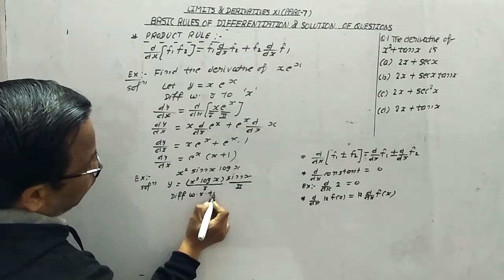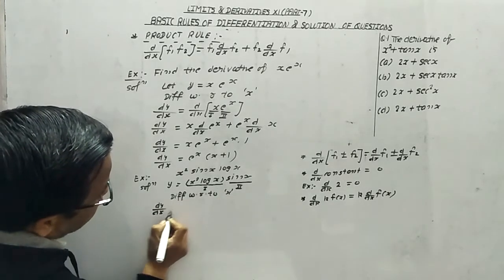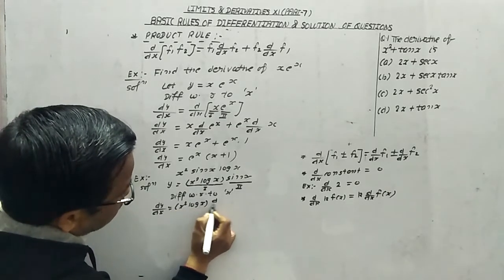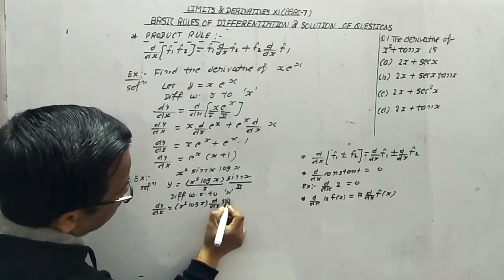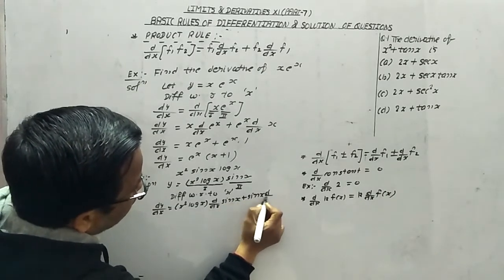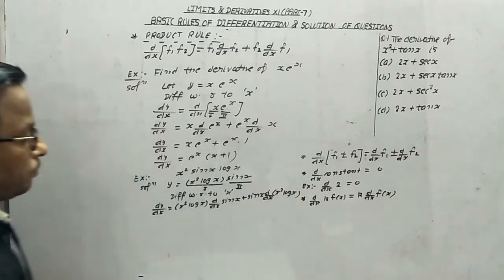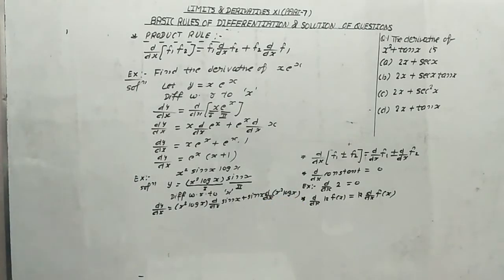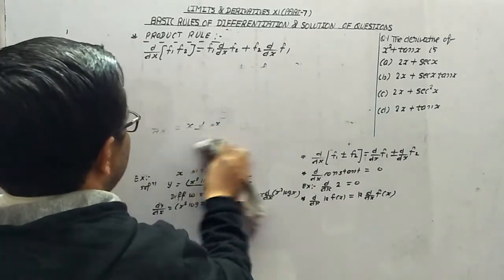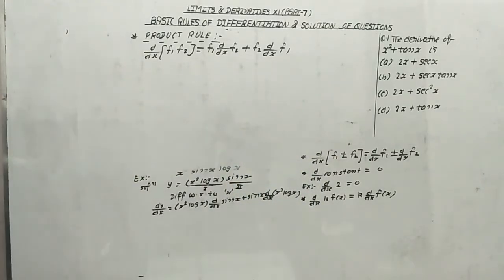Once we do the differentiation with respect to x, what will come? dy by dx, first function as it is, x square log x, differentiation of second one sin x, plus sin x as it is, differentiation of x square into log x. Now look at this thing. We will apply the differentiation wherever it is required, and wherever we are not doing the differentiation, that one remains constant.